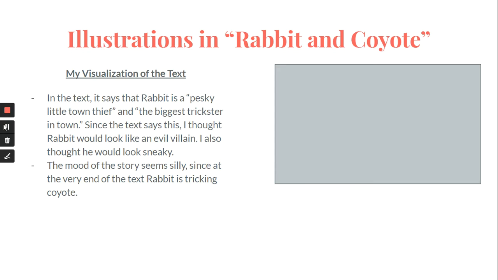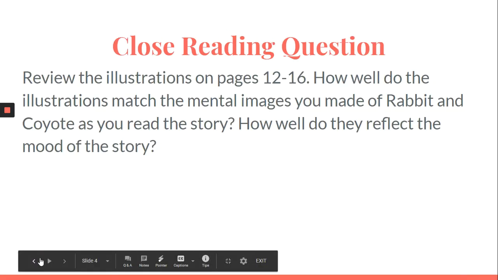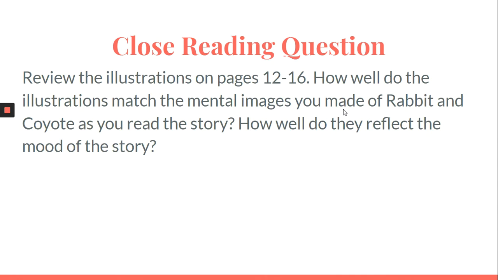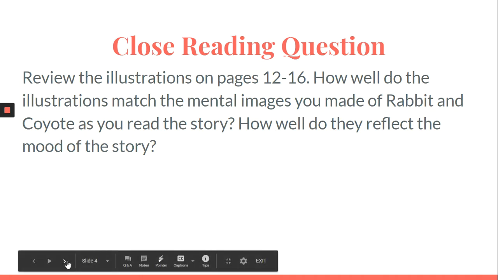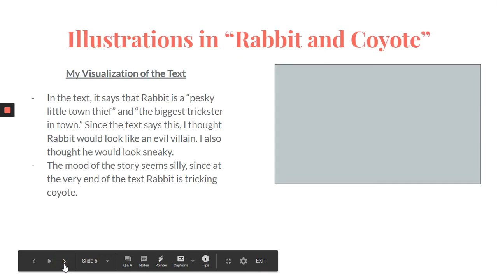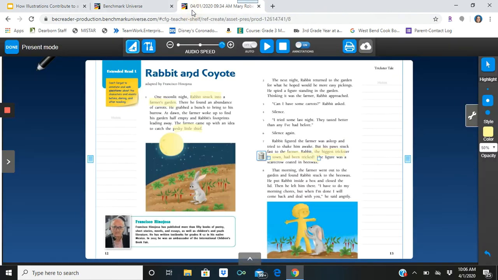Okay. Now, don't forget, our main goal was talking about how the images match the illustrations in the story. So now that I'm putting down what I thought my story was supposed to look like in my head, I need to go back and take a closer look at the actual illustrations of the text to see, okay, did they match what I thought it was going to look like? So let's take a look at those illustrations. I'm going to back out and you can kind of see here. So remember, I thought it was going to be a sneaky rabbit.